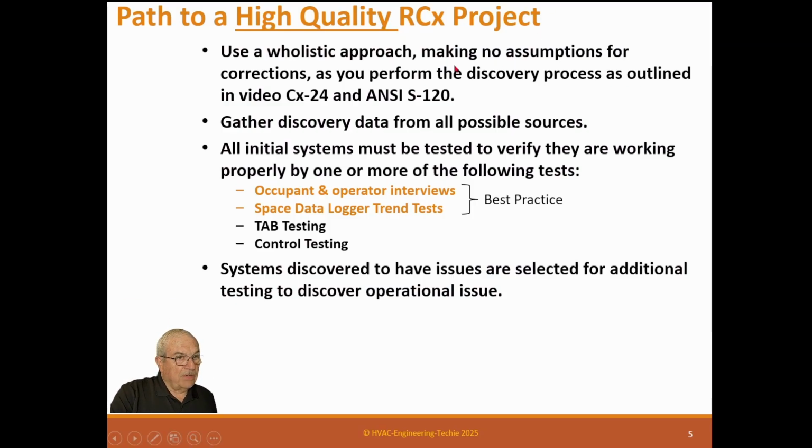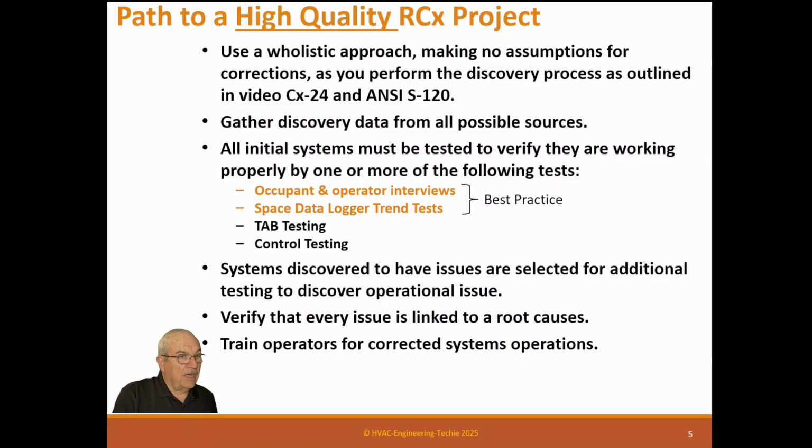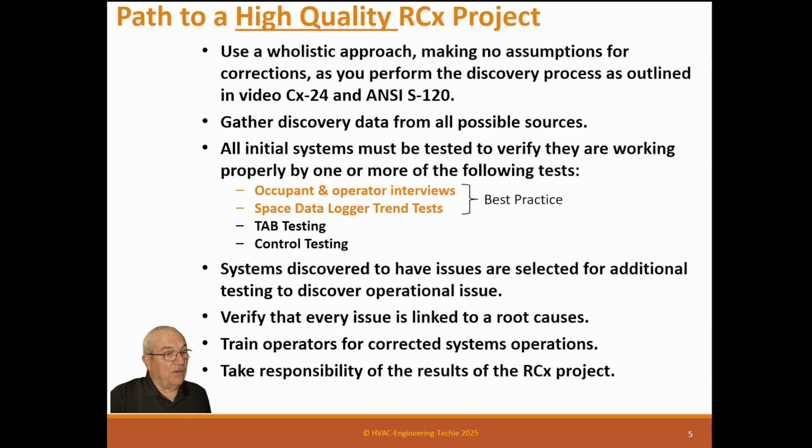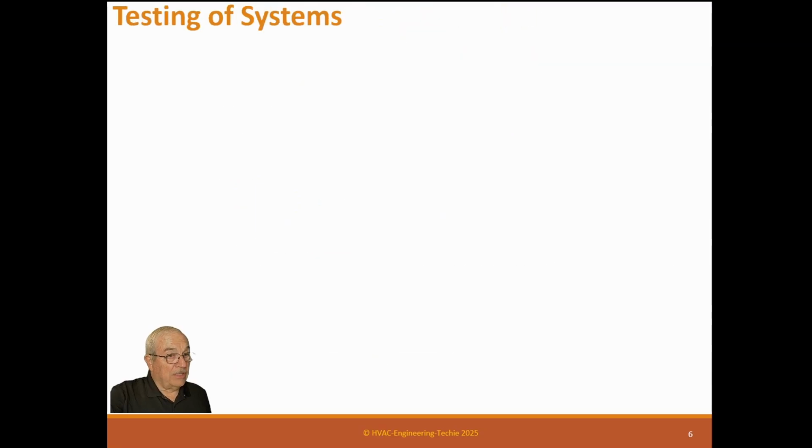For a system discovered to have an issue or selected for additional testing, verify that every issue is linked to a root cause. Train operators for corrected system operation. Take responsibility for the results. This is the best marketing you will ever do: follow up with the customer and ask him how it went. And if you did a good job, he'll be ecstatic. That's when you need to get his endorsement, and it'll be like gold, because other owners will believe other owners before they'll believe you. So that's really good marketing to do.